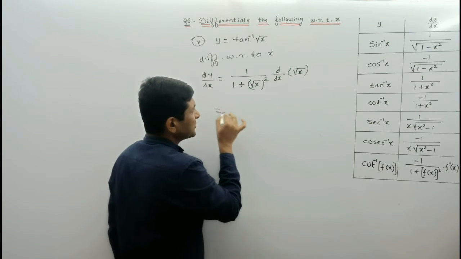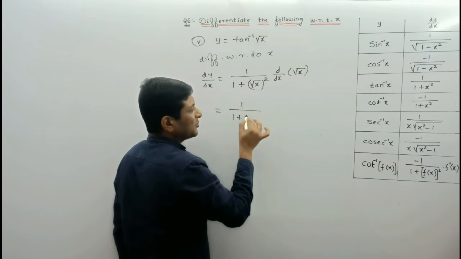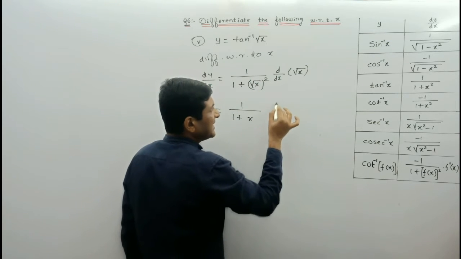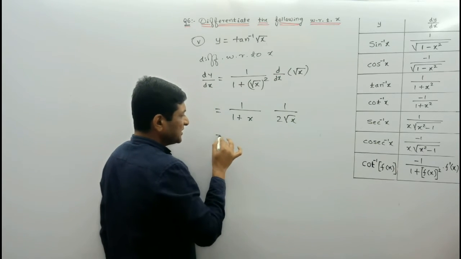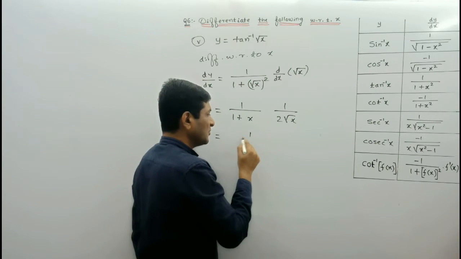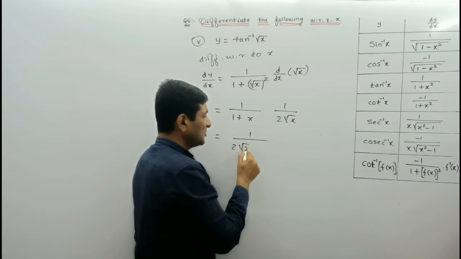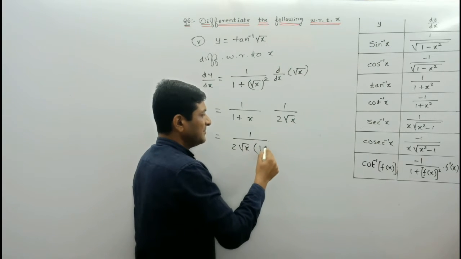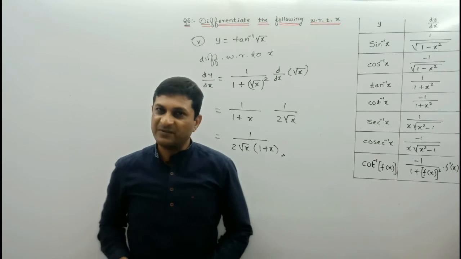So which is equal to 1 upon 1 plus. Here we can observe that square of root x will be equal to x and derivative of root x will be 1 upon 2 root x. So differentiation is completed. Remaining part is just the simplification part. Here 1 into 1 will be equal to 1, and in the denominator take the multiplication. So what we'll get here? 2 root x into 1 plus x, and in this way we have got the differentiation of this given function.